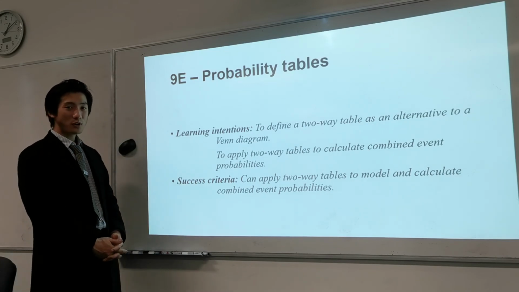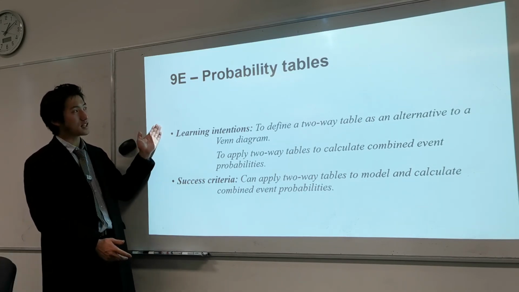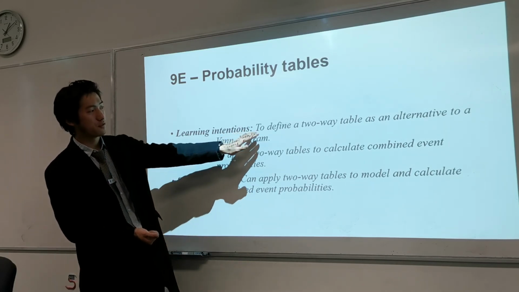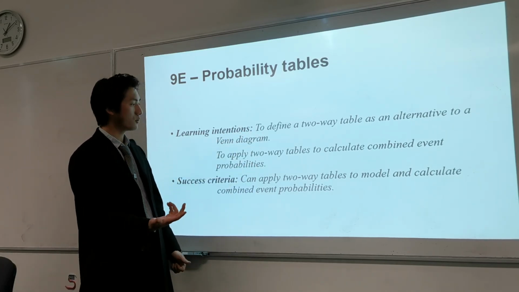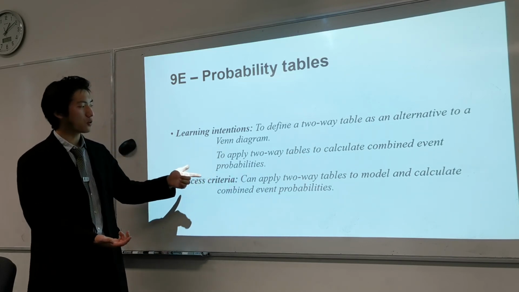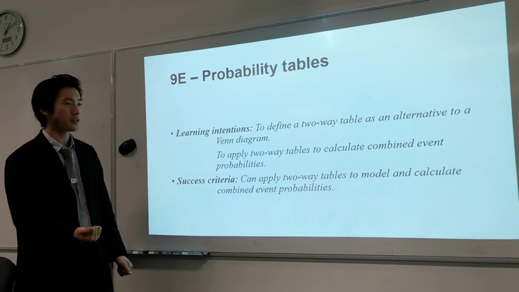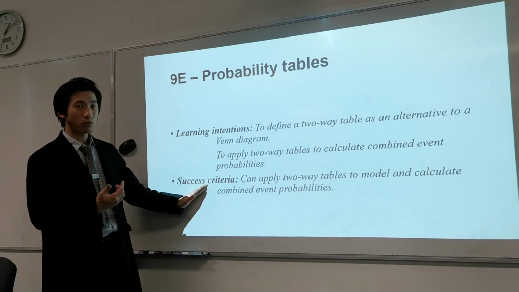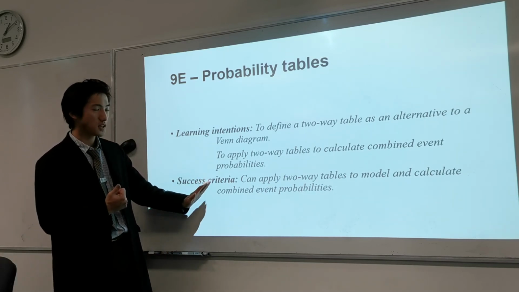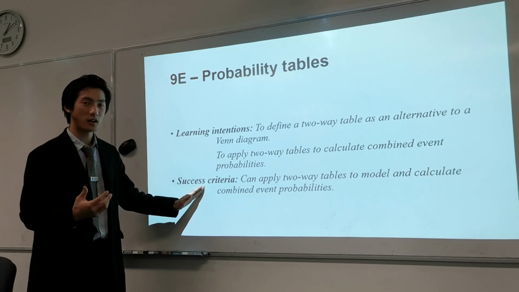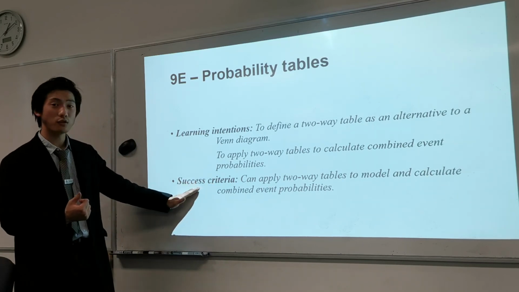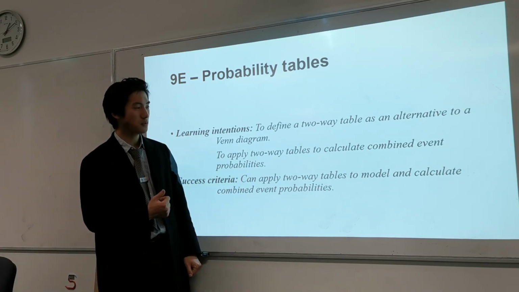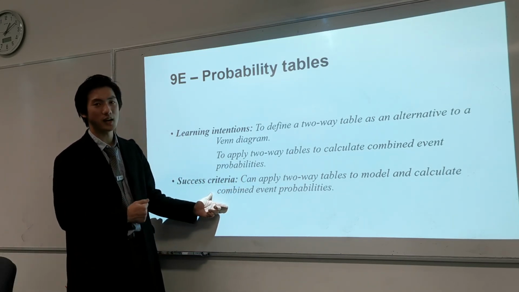We've come to the conclusion of this lesson, which was on probability tables. Our lesson was to define a probability table as an alternative to a Venn diagram, and also to apply two-way tables to calculate combined event probabilities. Now that we're through the lesson, take some time to complete the quiz questions and check that you've met the success criteria, which is: can apply two-way tables to model and calculate combined event probabilities.